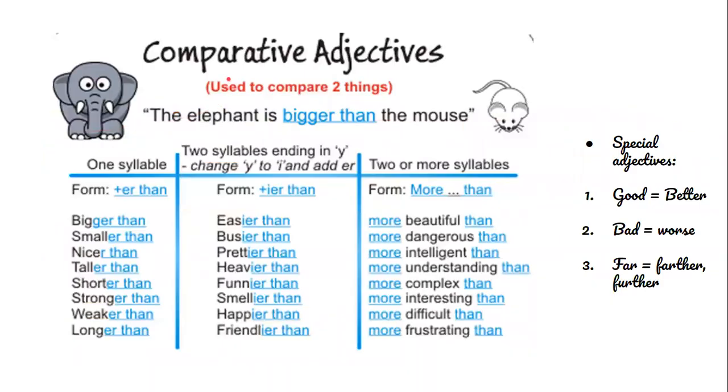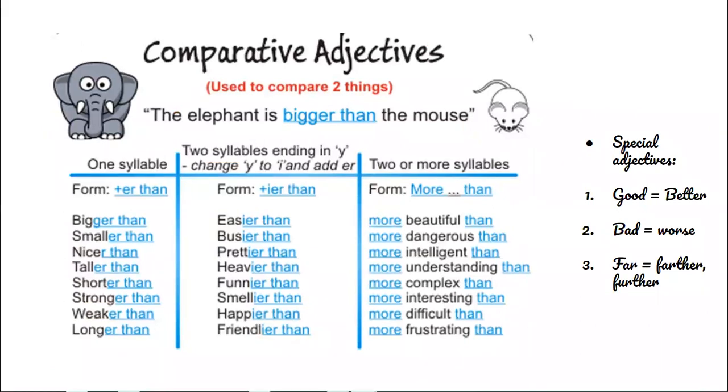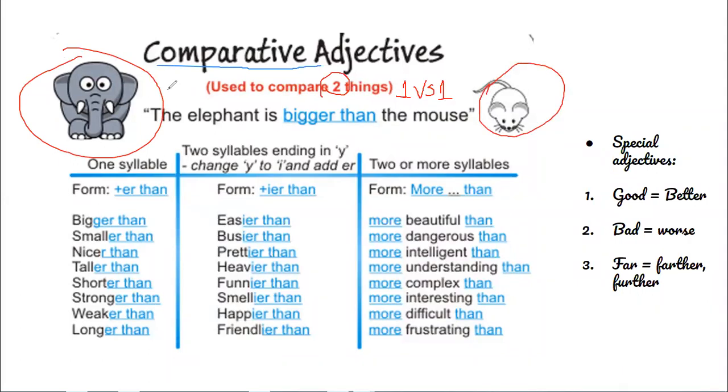Well, let's continue. The first thing is that we can compare things and we can also highlight things with the comparatives. So the first category is the comparative adjectives. Just like the name says, we compare things. And this is very restricted because we can only compare two things. So that makes it one versus one. Remember, comparative is one versus one. So we have here an elephant and a mouse, one versus one, and the comparison is this: the elephant is bigger than the mouse.